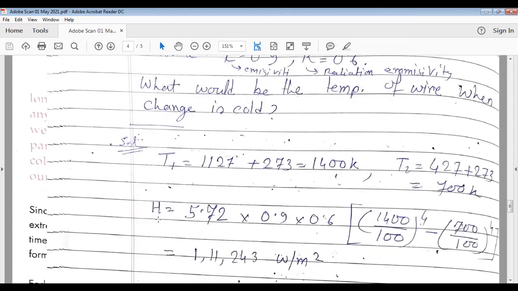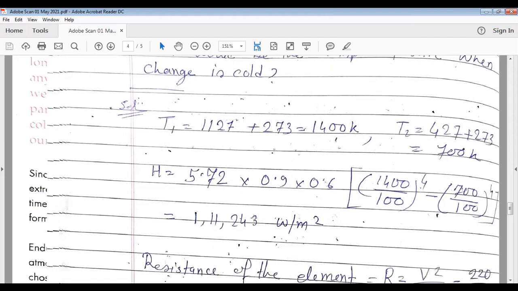We know H, the heat, is the transferred heat, or the radiative heat. This is 5.72 into 10 to the power minus 9, times K and E. Look, whenever you don't use 10 to the power 4, then you have to put 100. But if you use 10 to the power 4 here, then you have to put another 0, and it will be 1000. In the previous discussion you have seen this. So this is K and this is E. These are constants. Now we can find this amount of heat, which was radiated.